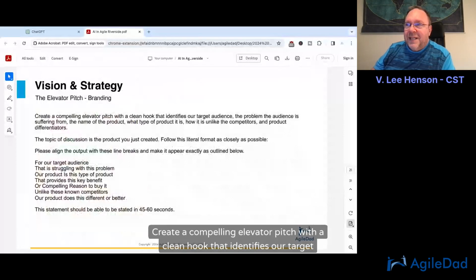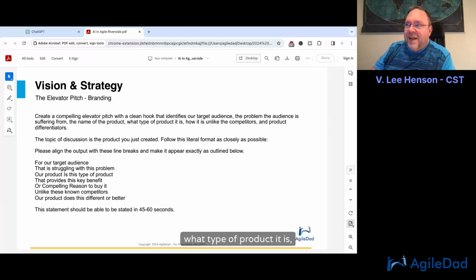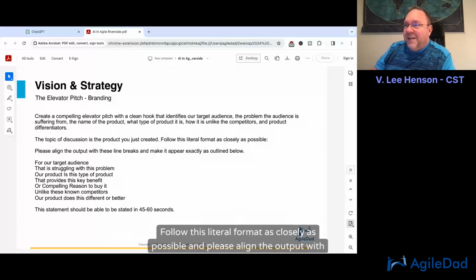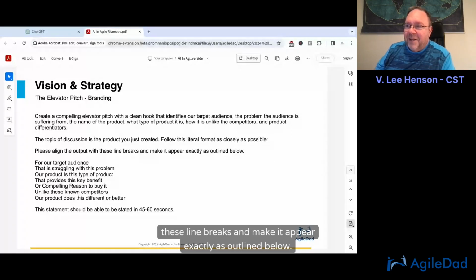Create a compelling elevator pitch with a clean hook that identifies our target audience, the problem the audience is suffering from, the name of our product, what type of product it is, how it is unlike competitors, and any other product differentiators. The topic of discussion is the product you just created, so it'll be our water bottle. Follow this literal format as closely as possible, and please align the output with these line breaks and make it appear exactly as outlined below. This statement should be able to be stated in 45 to 60 seconds.